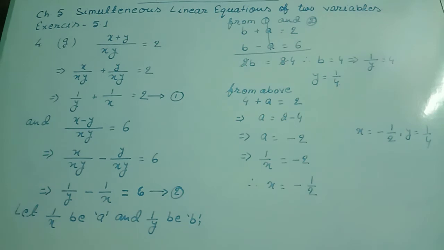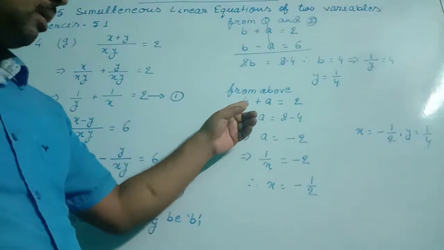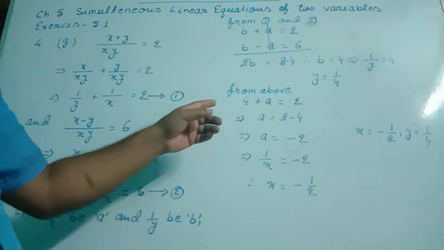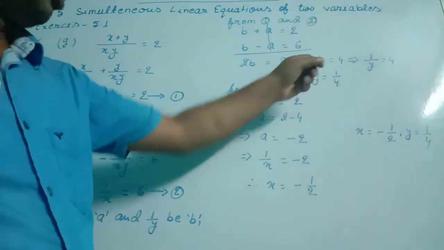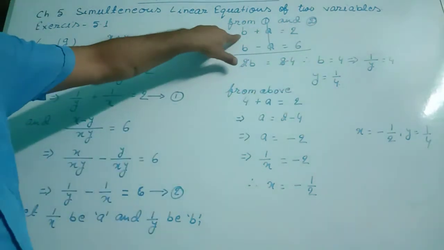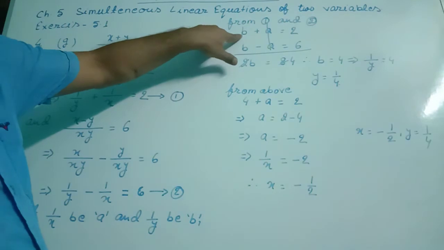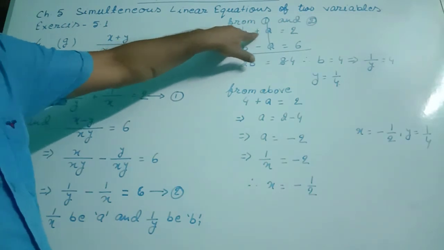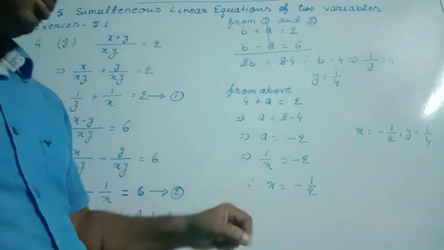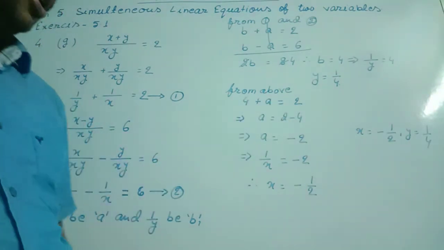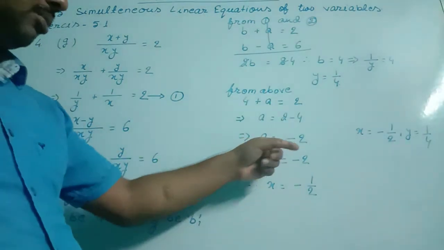Now I kept the value of this b equal to 4 in the above equation. Any equation we can use, I have used this upper one. B plus a equal to 2, so 4 plus a equal to 2, a equal to 2 minus 4 by transposition, so a equal to minus 2.